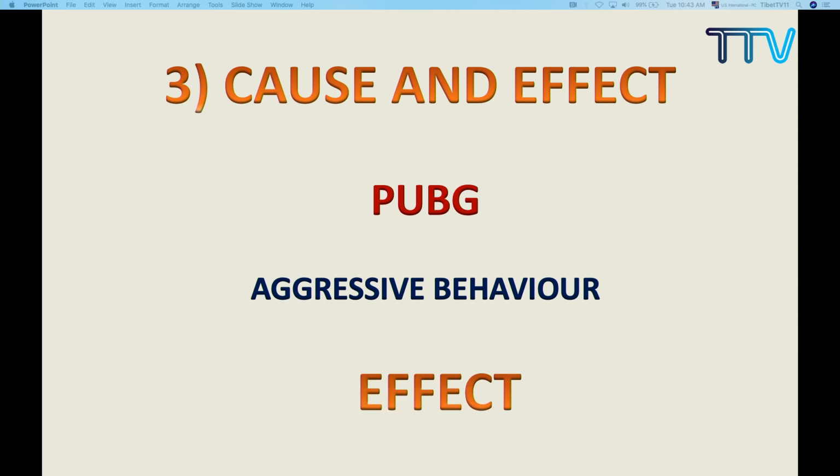So aggressive behavior is the effect. Why do children have aggressive behavior? That is the result. What is the main cause of this aggressive behavior? It's because of playing PUBG, a game related to violent actions, killing, and all these things. So aggressive behavior is the effect, and the cause is playing PUBG. Did you get some idea about what a cause and effect paragraph or essay looks like?